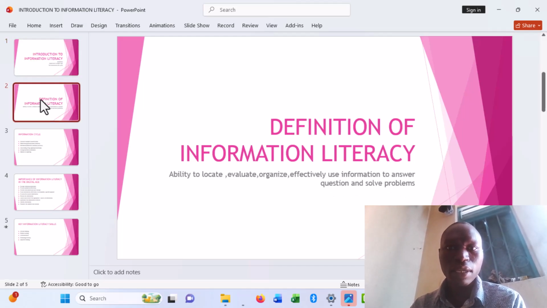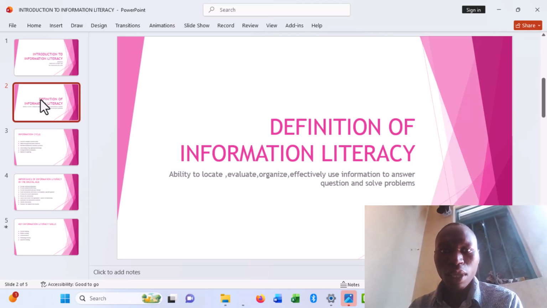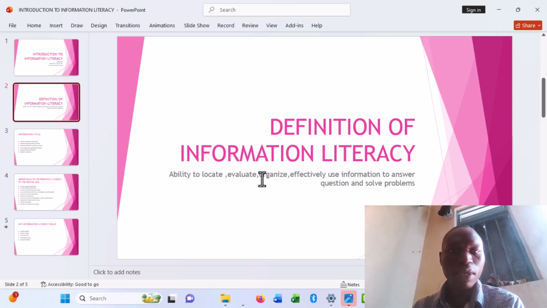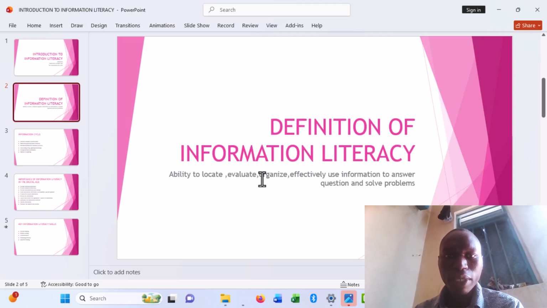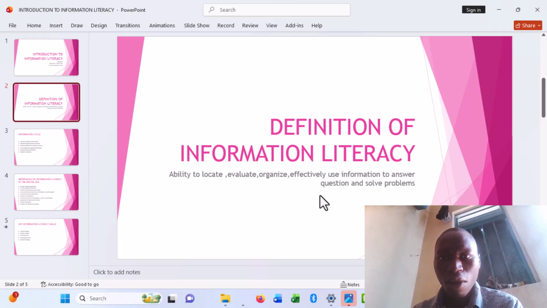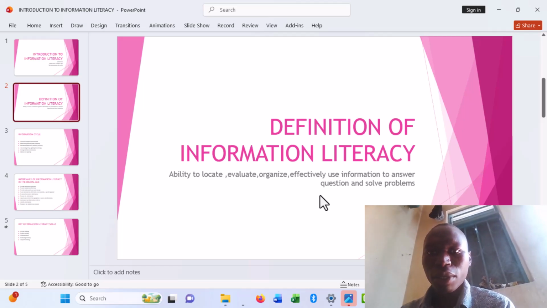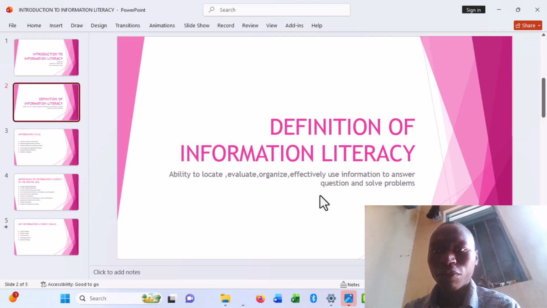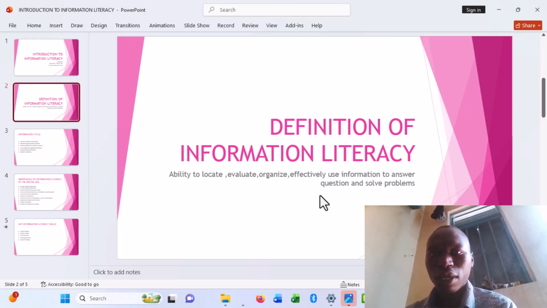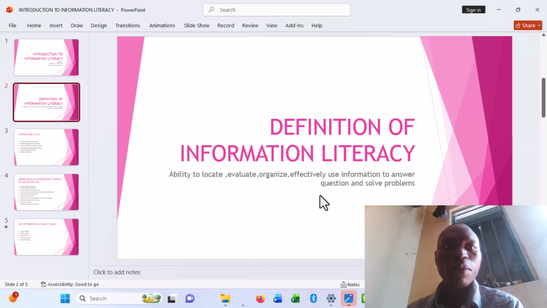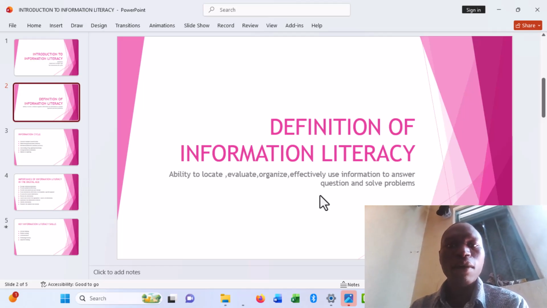And in the next slide, slide number 2, we are going to now define information literacy. So when we talk of information literacy, we're just meaning the ability to locate, evaluate, organize and effectively use information to answer questions and solve certain problems that we might be having.